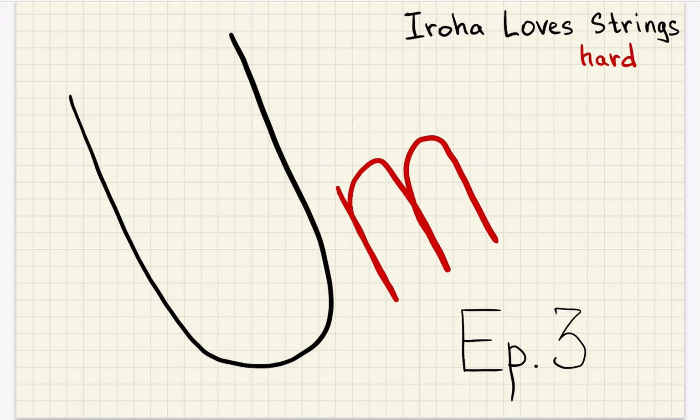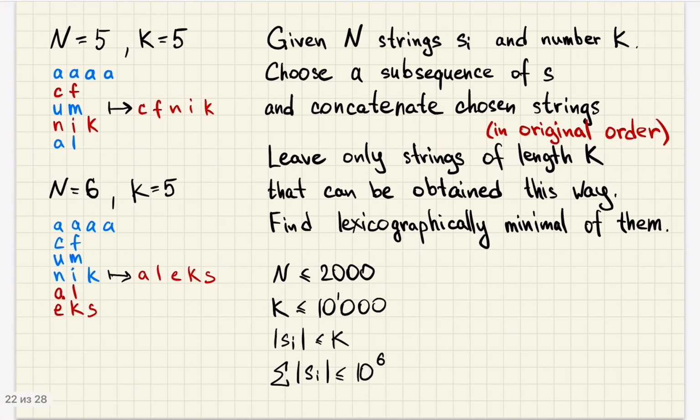Episode 3. Iroha loves strings. Let's recap the problem statement. We are given n strings s_i and a number k. We want to choose a subsequence of our strings and concatenate them in original order. We want to get a string of length exactly k, and among those we want to find the lexicographical minimum.